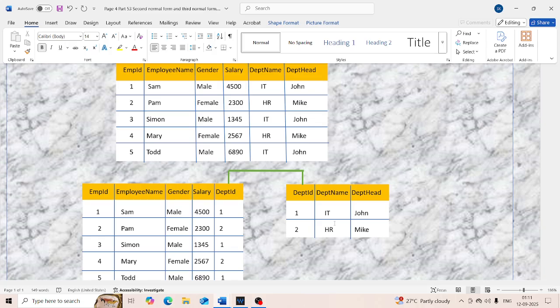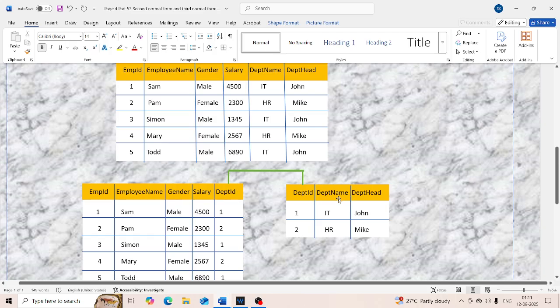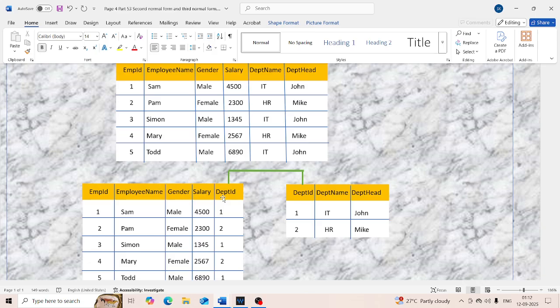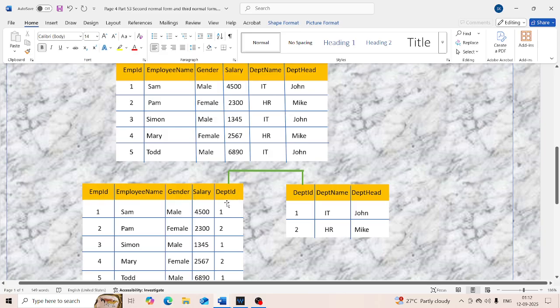So department name and department head. And we have given it a primary key. And then we are using that as a foreign key in this table.